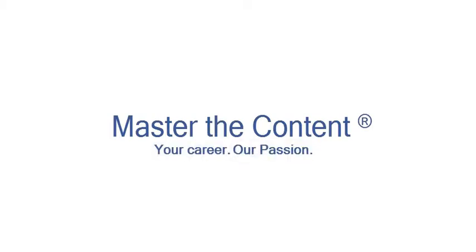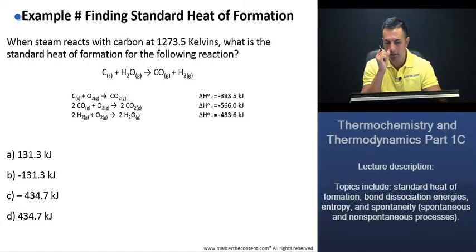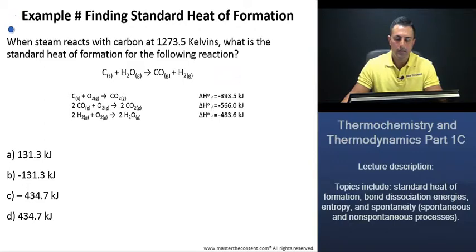Your career, our passion. Example: finding the standard heat of formation. As it says here, when steam reacts with carbon at 1273.5 kelvins, what is the standard heat of formation for the following reaction? Now, just as we did when we were working with Hess's law, we're going to need to take these individual reactions and rearrange them until we get our target reaction here.